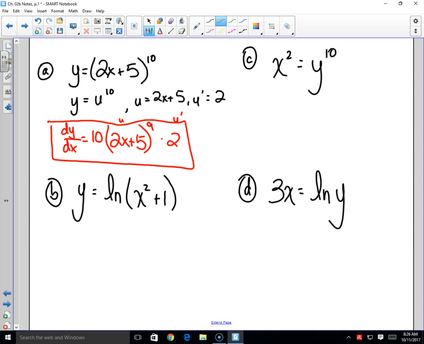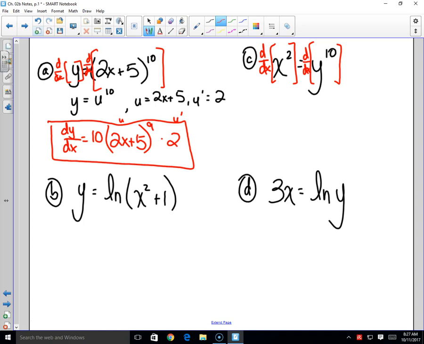Now, letter B. Well, let's go to letter C first. How would we take the derivative of this? Pause. Don't get y by itself. Deal with it implicitly. So what am I doing right now? You're taking derivatives of both sides. Which I technically did here, because the derivative of y is dy dx, and the derivative of this one is what we did. Okay, so we're deriving both sides.